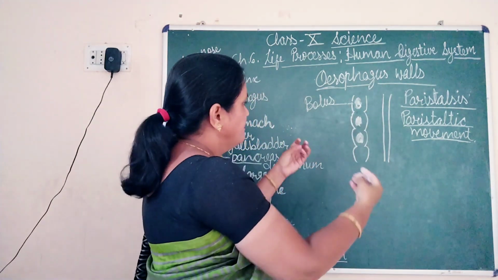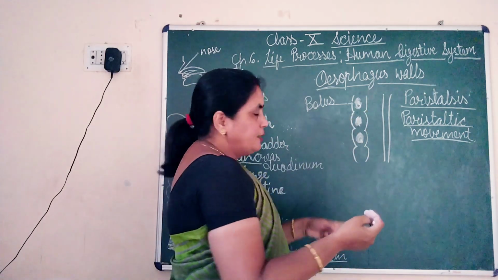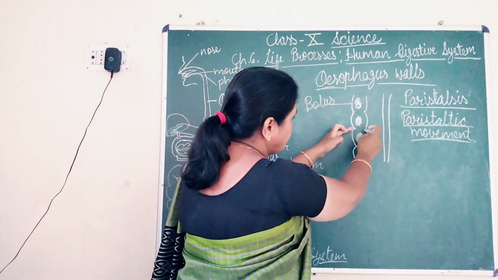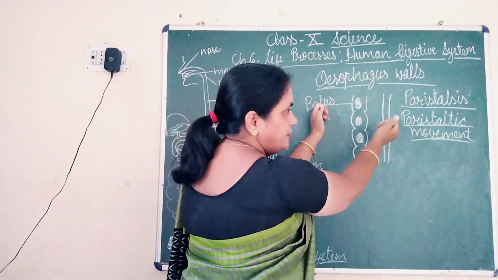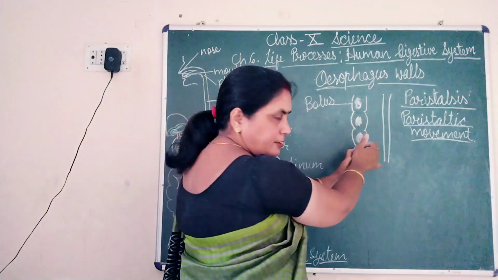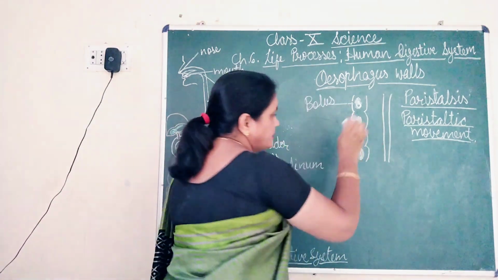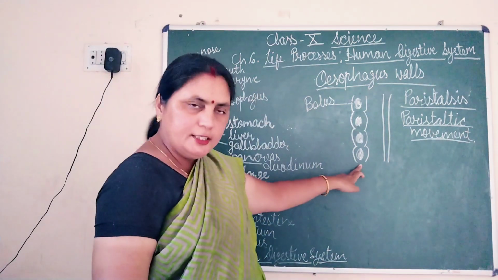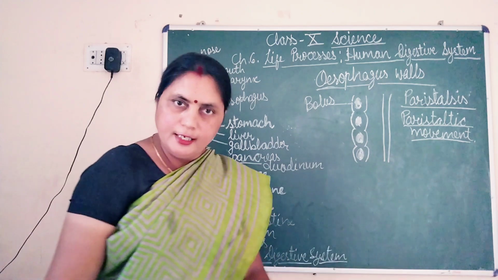Now again, why did these boluses shift? Because of relaxation of this portion and relaxation of this portion. Now again, this portion will contract, this will also contract, this will also contract. As a result, the first bolus has reached here, second has reached here, third has reached here, and now fourth has come.